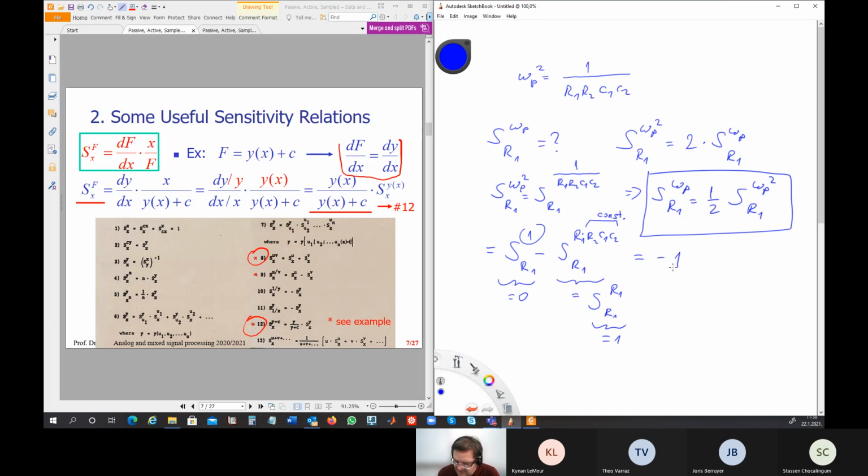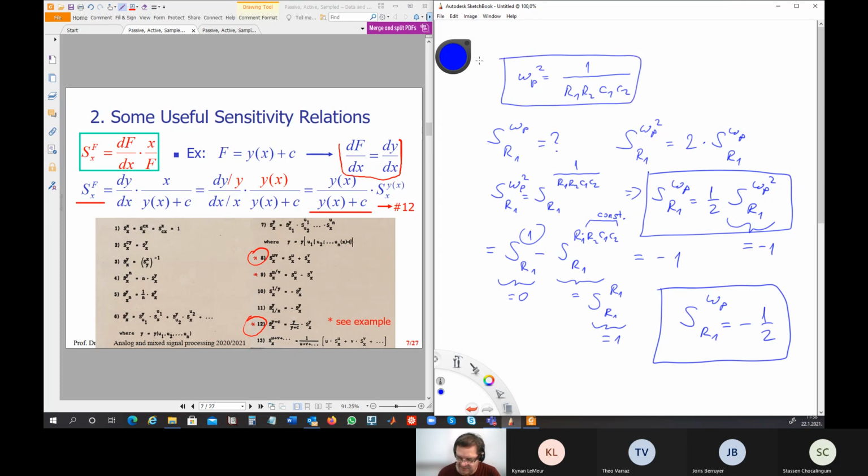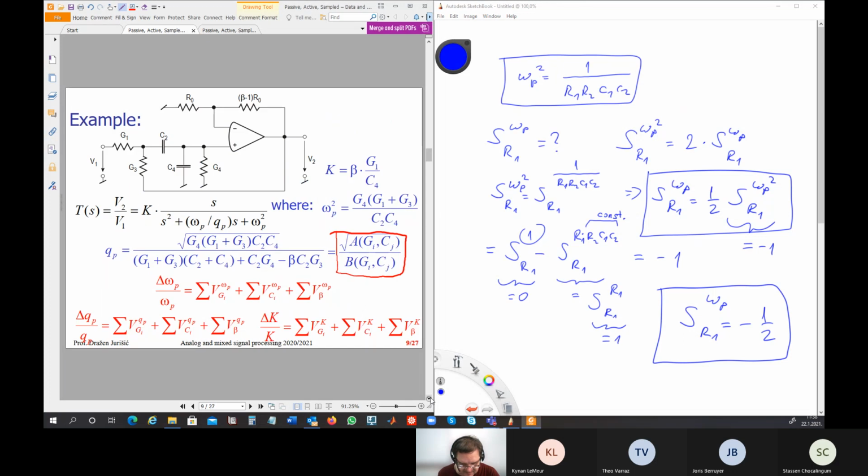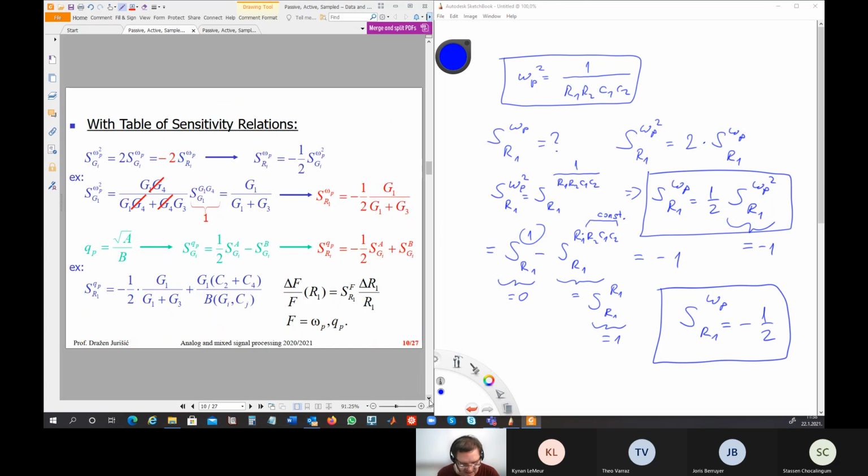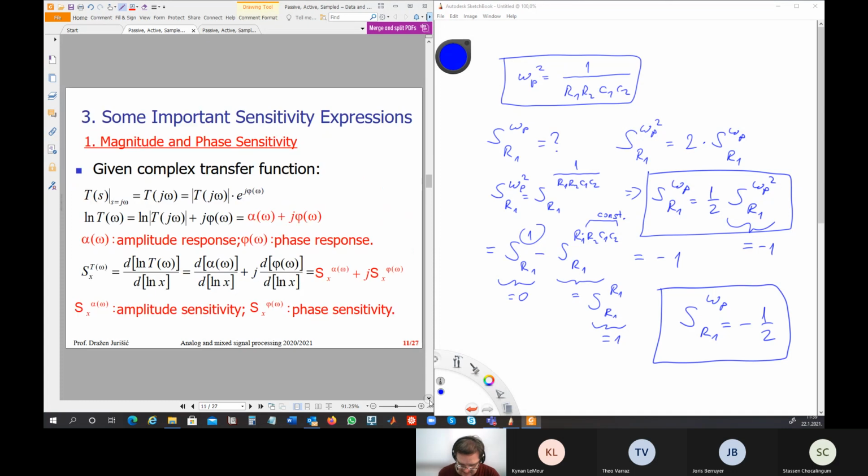Okay, then if we know that this here is -1, then S omega p over R1 is -1/2. So you see how we start from this equation for omega p and calculate the sensitivity to R1. Okay? So this is applied here. I will not go into details. You can try to calculate all these things using our rules and tables. So this was a very simple example.